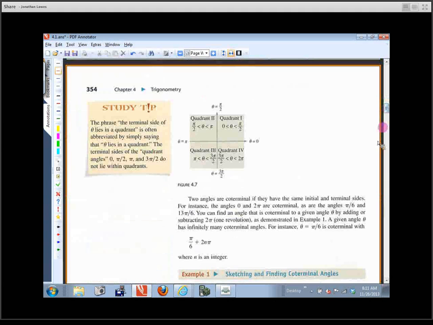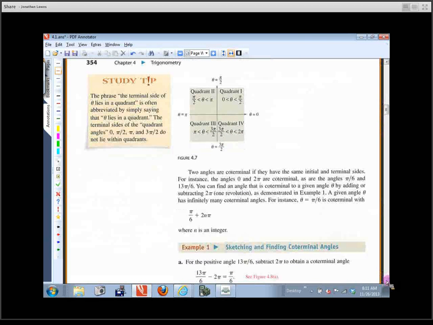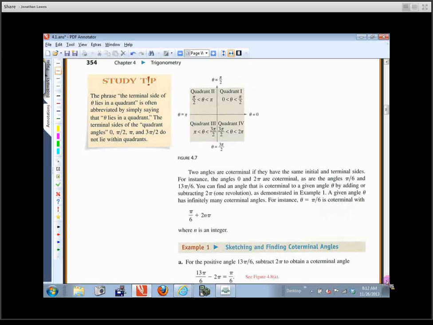The next page talks about where angles end, and it talks a little bit about coterminal angles. Now, they bolded the coterminal on the first page, but they didn't bold it here, and yet here's where they give their definition of what coterminal is. It says they're coterminal if they have the same initial side and terminal side. So, for instance, the angles 0 and 2 pi are coterminal.